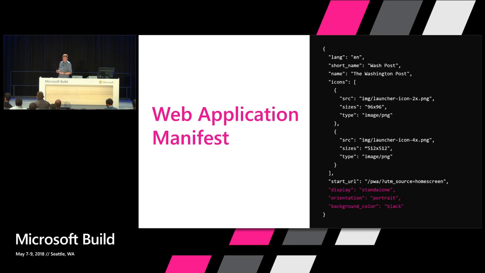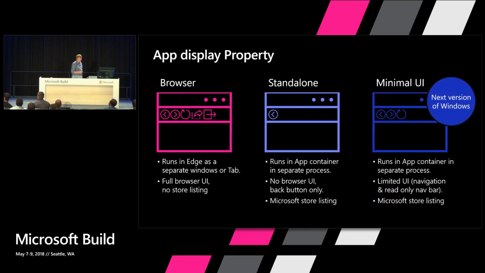background color and theme that helps us give insights on how you want your application presented. Now, one of the things that we're working on at this point is expanding the options for the display property of the W3C manifest. Today, we support basically two different options. That's the browser mode. And if you tell us that your display is browser, that means your progressive web app is going to run inside of the browser, inside of Edge.